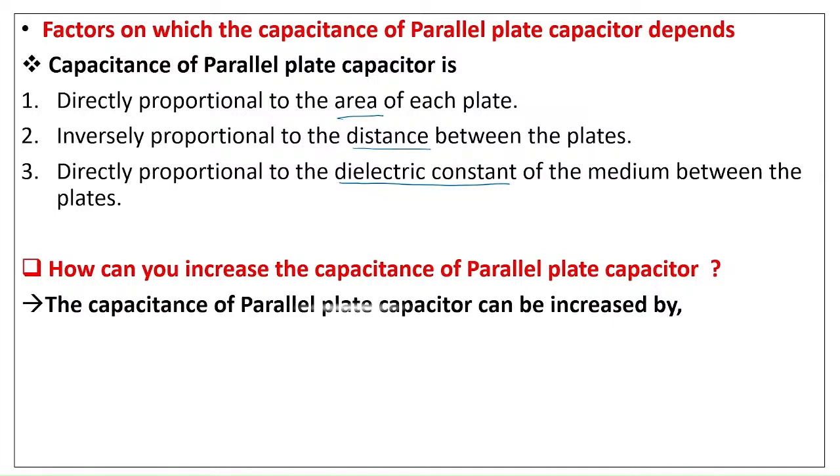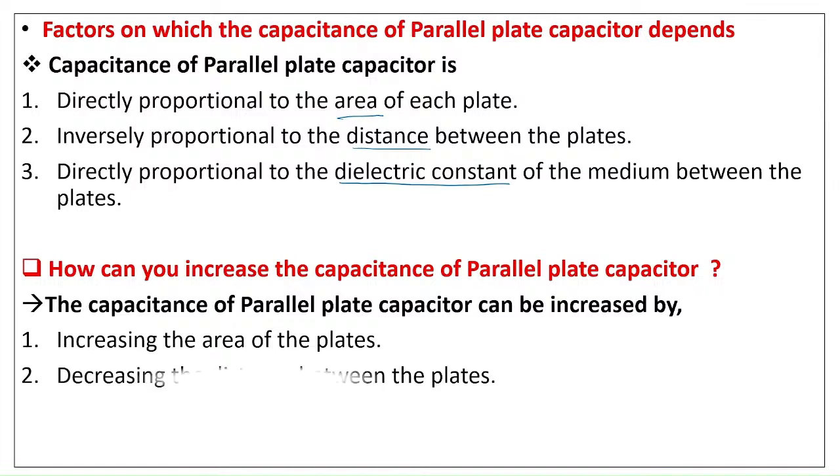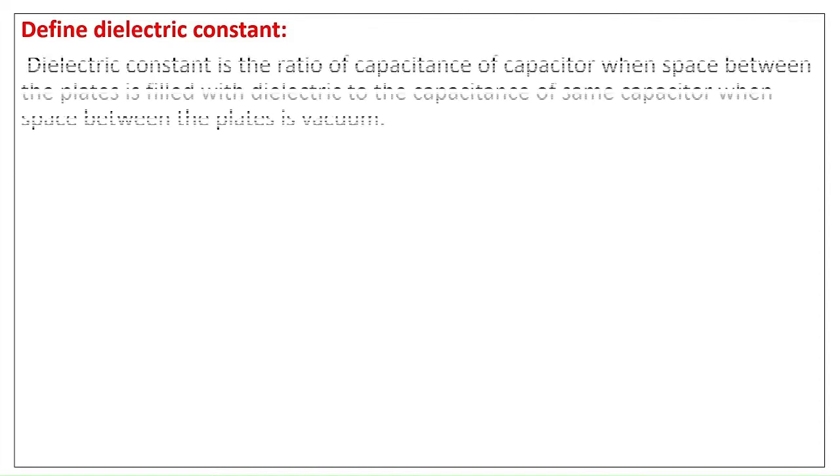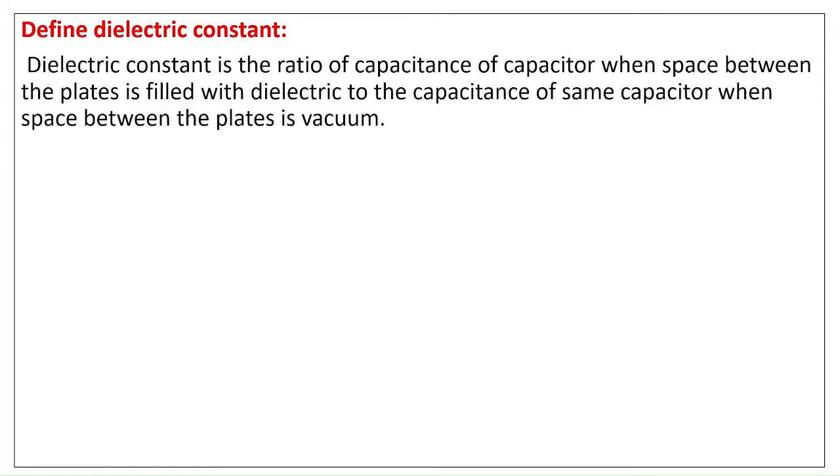How can you increase the capacitance of a parallel plate capacitor? The capacitance of a parallel plate capacitor can be increased by 1. Increasing the area of the plates. 2. Decreasing the distance between the plates. 3. Using a medium of high dielectric constant between the plates. Define dielectric constant. Dielectric constant is the ratio of capacitance of a capacitor when the space between the plates is filled with dielectric to the capacitance of the same capacitor when the space between the plates is vacuum.